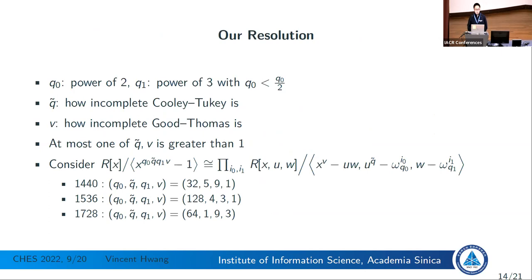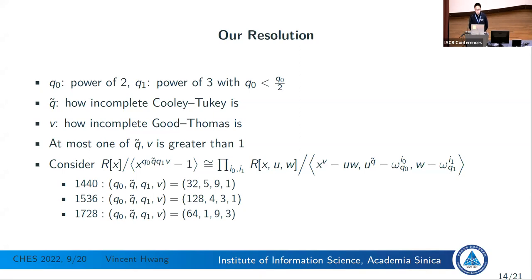Our solution goes as follows. We introduce two additional variables, Q tilde and V, for controlling the incompleteness of the FFT. Q tilde refers to the incompleteness of Cooley-Tukey FFT, and V refers to the incompleteness of Good-Thomas FFT. Now we formulate the FFT as an isomorphism from R of X over X to the Q0, the product of all variables minus one, to the product rings.